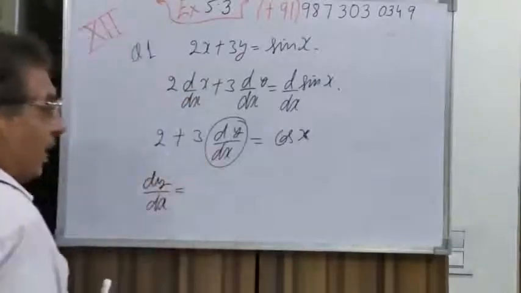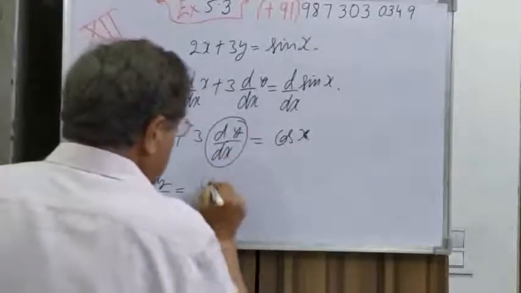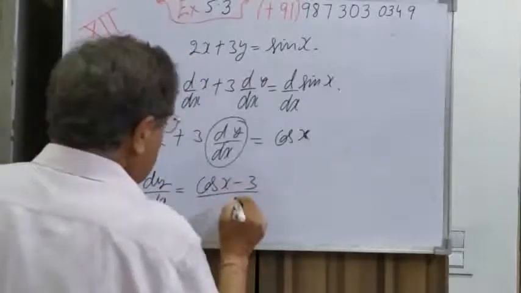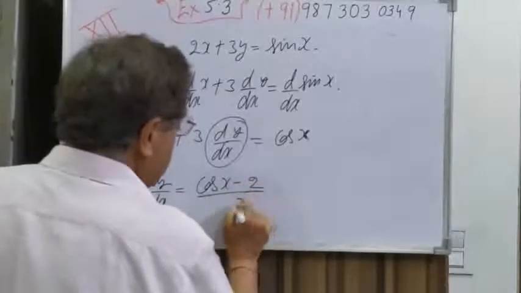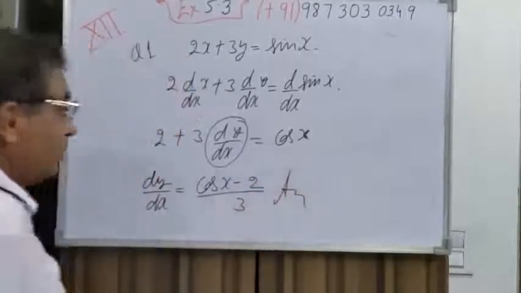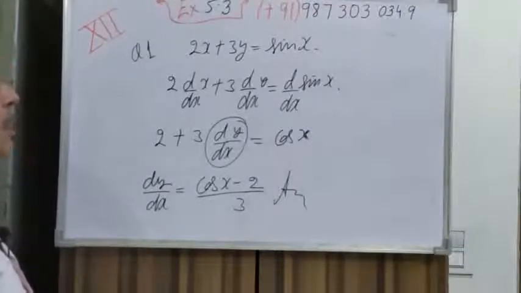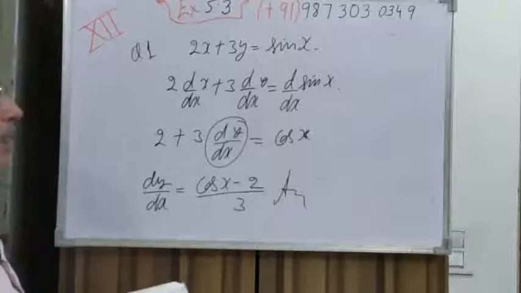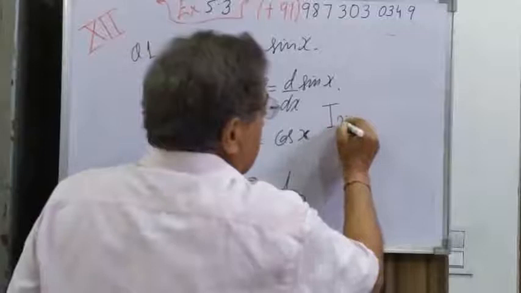In implicit functions, most of the time we have to find dy upon dx. Take the 2 to this side first of all. So we are left with cos x minus 2, divided by 3. So this is the answer, dy upon dx, of question number 1 of exercise 5.3, and this is called derivative of implicit functions.